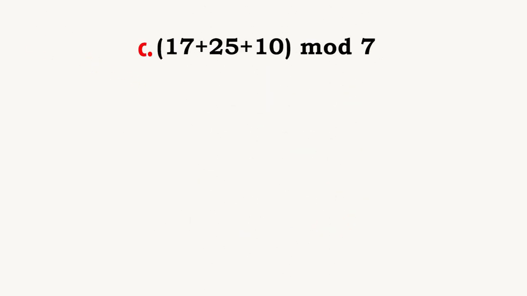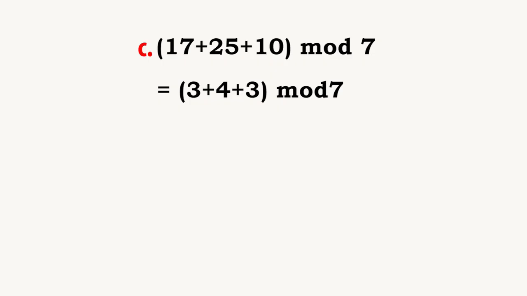So example C. We have 17 plus 25 plus 10 in mod 7. We will change each of these numbers separately. So changing 17 gives us a remainder of 3. Changing 25 gives us a remainder of 4.